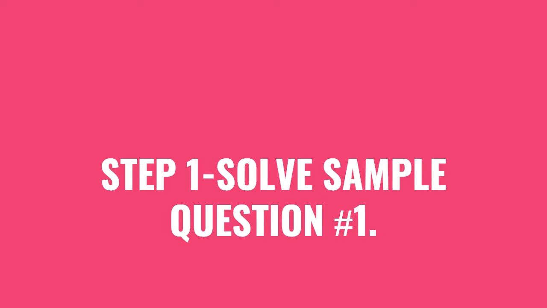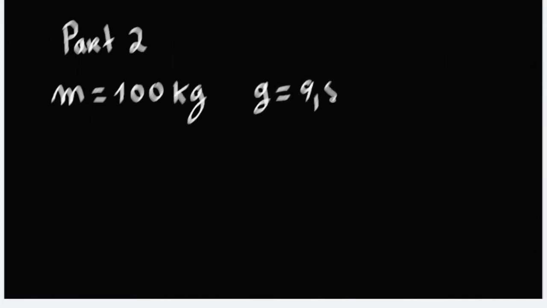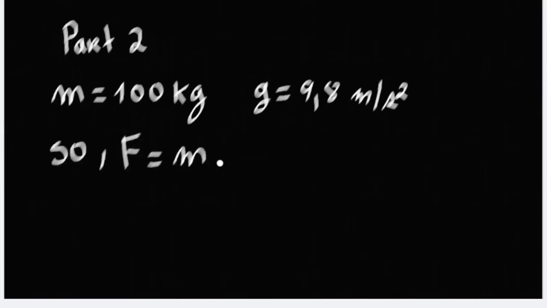Part 2: Sample Problems. Step 1: Solve sample question number 1. Here's the question. An object has a mass of 100 kilograms. What is its weight on the surface of the Earth? We have both m and g. m equals 100 kilograms, and g equals 9.8 meters/s², because we're looking for the weight of the object on the surface of the Earth.